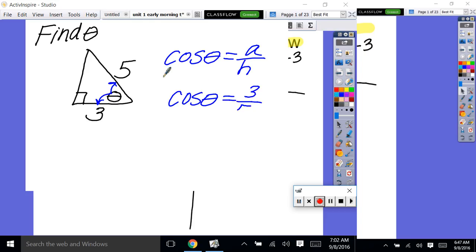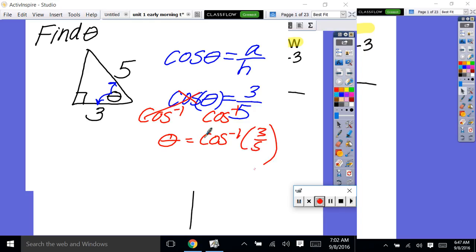Now theta is trapped inside cosine, correct? We're trying to find an angle. This is the only time, if you're trying to find an angle, you'll take the cosine inverse. Inverse and cosine cancel out. We have theta is equal to cosine inverse of 3/5. You'll use your calculator, make sure it's in degree mode. So you do second cosine, because that'll give you the inverse, 3 divided by 5. Hit enter, you get 53.13 degrees. Good?